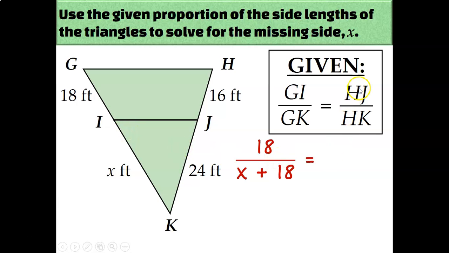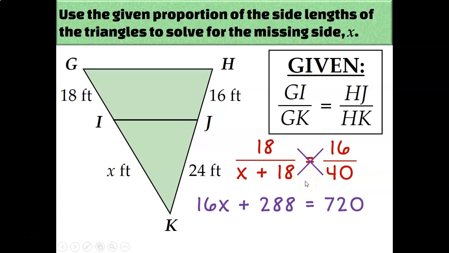And I'll set that equal to HJ, which is 16, over HK, which again is this entire side length. It's not just 16 and it's not just 24, it's the entire 16 plus 24 side length, which would be a total of 40 feet. So let's cross multiply. 18 times 40 equals x plus 18 times 16.